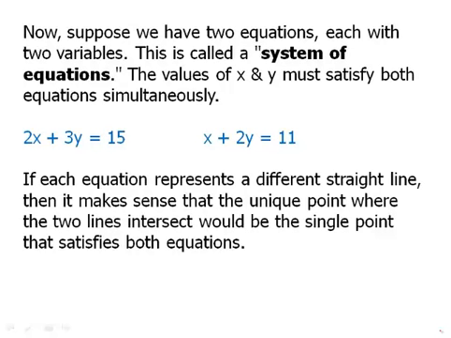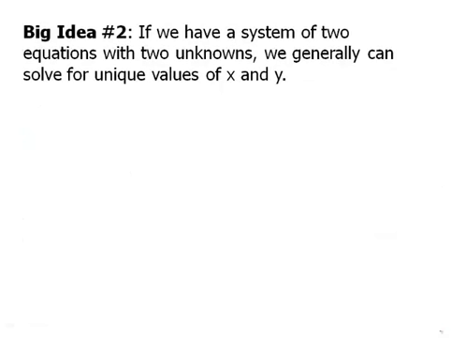So if you pick one random line and pick another random line, chances are very good that they're going to intersect somewhere. And they intersect at one point, and that one point would be the solution. So algebraically, when we're finding that solution, what we're doing is we're finding the point geometrically where they intersect. So big idea number 2 is, if we have a system of two equations with two unknowns, we generally can solve for unique values of x and y.